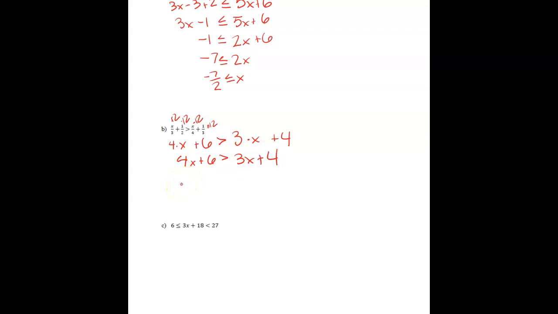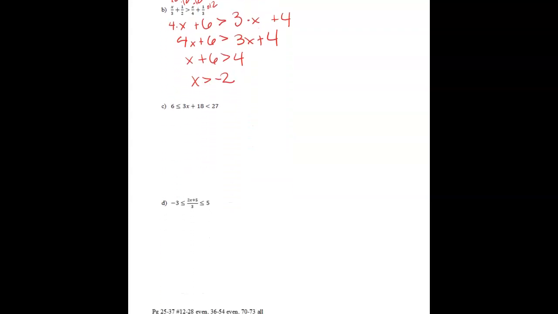Alright, so now I'm just trying to get my x's to one side. So subtract my 3x over. I should just get x plus 6 is greater than 4. Nice. Subtract my 6 over. I should get x is greater than negative 2. And I'm done.